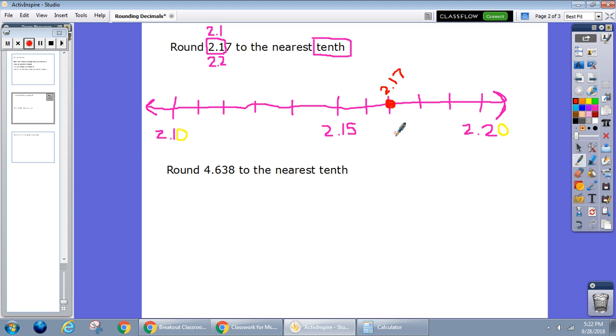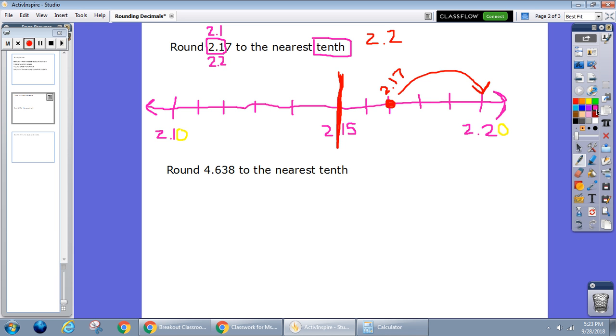All right, now comes the tricky part. Figuring out which benchmark number, 2 1/10 or 2 2/10, because that's what we're rounding to, the nearest tenth. Where am I closer to? Well, this is my midway point. I gotta think, which side of my middle point am I on? I'm on this side. So I'm going to round to 2 20/100ths, or 2 2/10, because we're rounding to tenths. So my answer would be 2 2/10. Done.